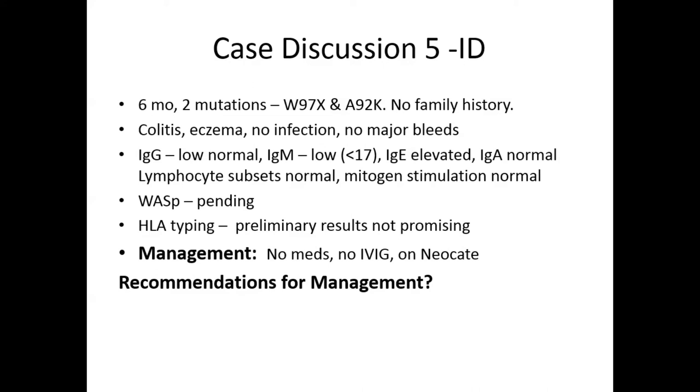This is debatable. I would probably put him on Septra, or penicillin at least, because I think he probably has a more severe immunodeficiency than we can appreciate from the lab results. And if his IgG is declining, depending on what low normal means, I would probably put him on IVIG as well, knowing that it will be only for a limited period of time and he'll go to transplant relatively soon. I don't know what your takes would be on that.